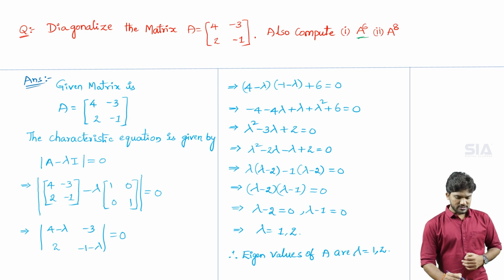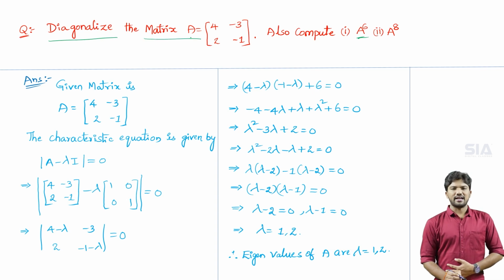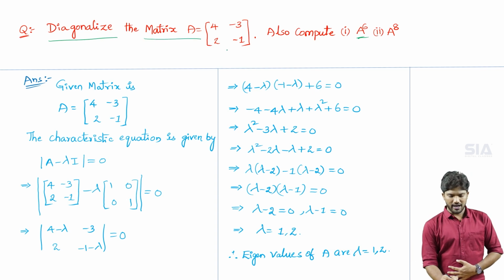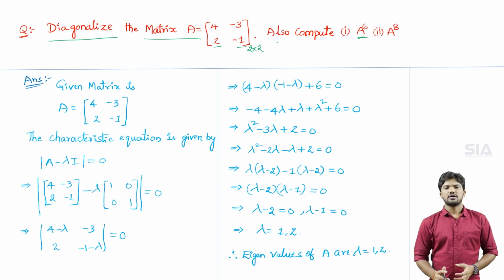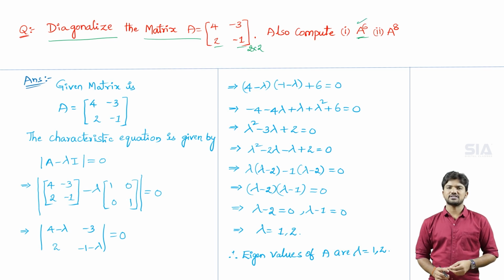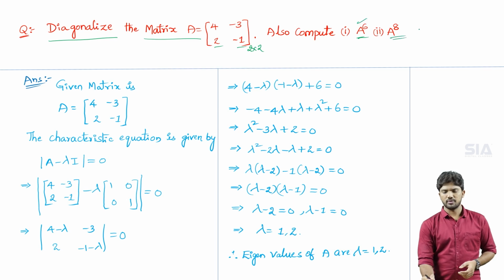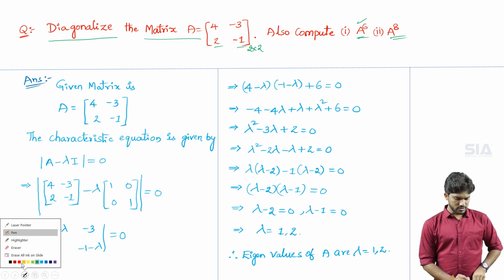So first of all, see the question. Diagonalize the matrix capital A equal to 4, 2, minus 3, minus 1. So it is clearly a 2 by 2 matrix. Also we have to compute the A power 6 value and the A power 8 value along with the diagonalization condition. So observe the solution.